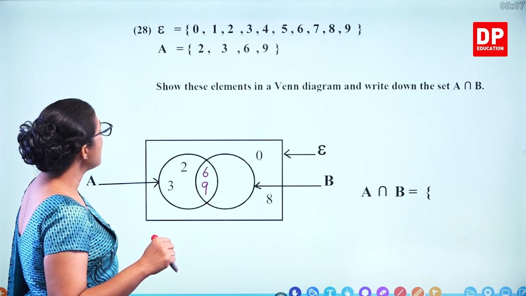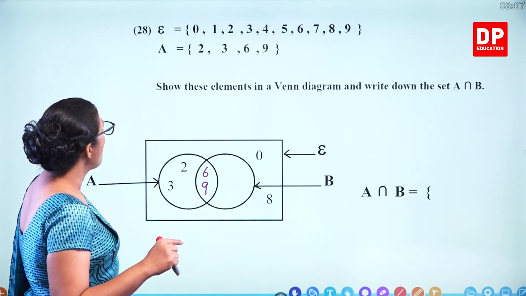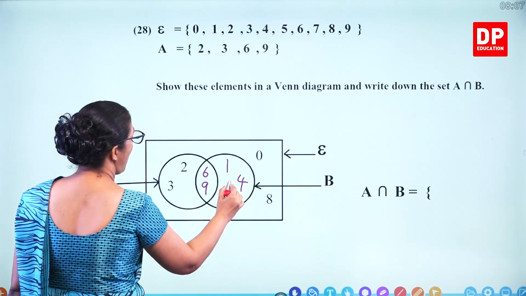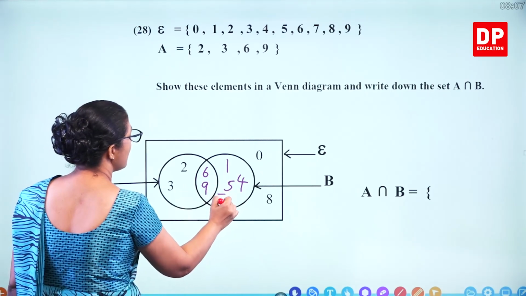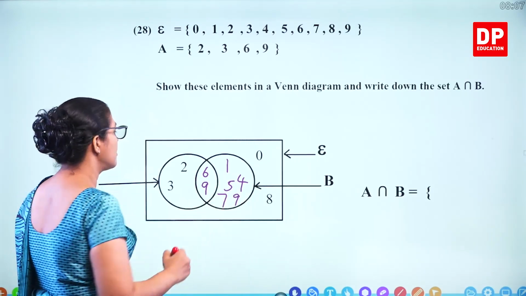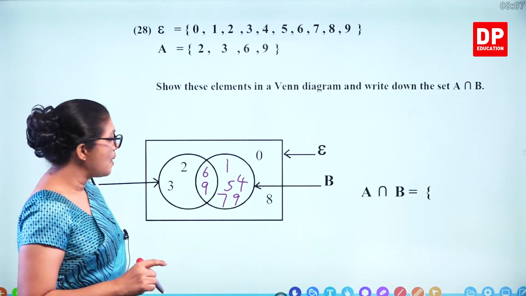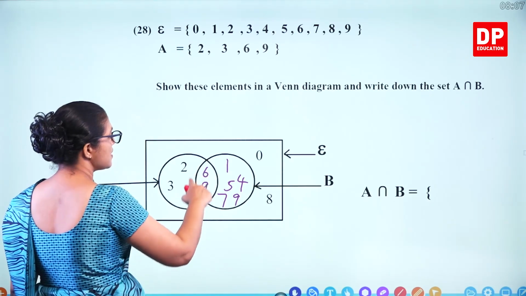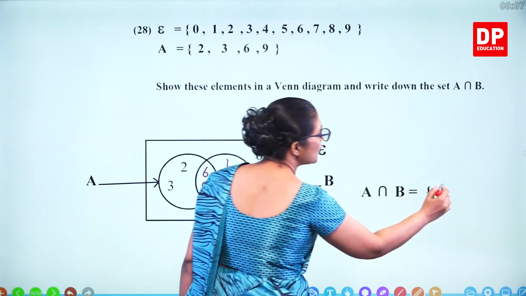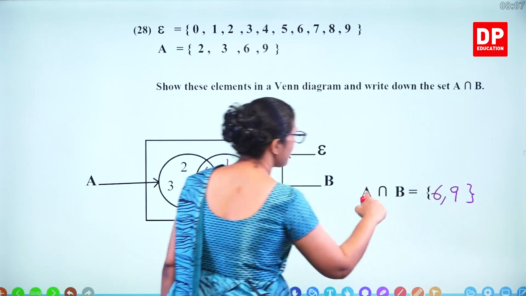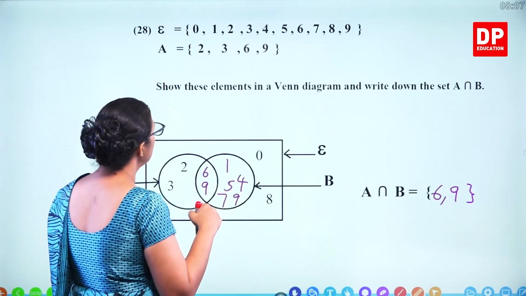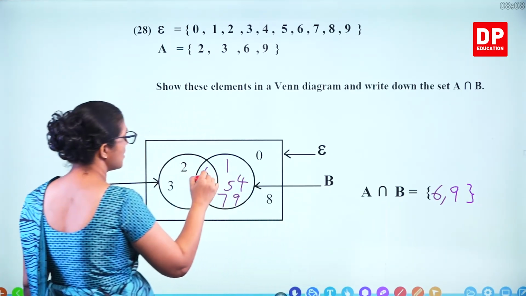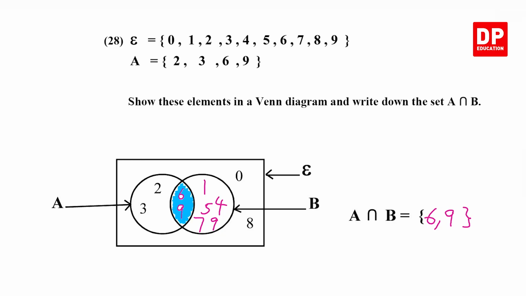So we'll check the other numbers. 0, 1. And 1 should be there. 2, 3, 4, 5, 6 is here. 7, 8 is there. 9. So those are the elements in B. Now identify what the intersecting elements are. 6 and 9. So 6 and 9. A intersection B. So you can shade and see what the region is. This is the intersecting area.